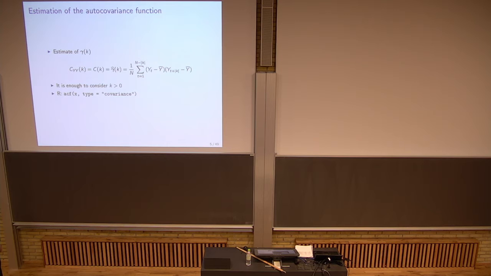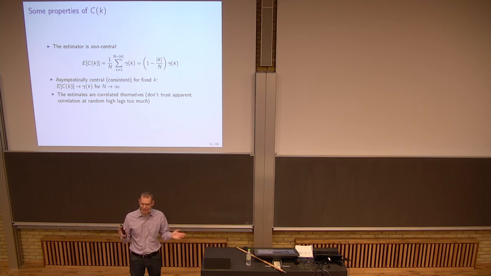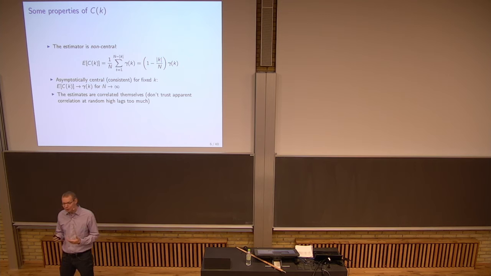So in R, you can just use the ACF function. And if you're on the covariances, you have to specify. The default is to get the correlation structure. I have the comment here on the 1 over n on this next slide. Asymptotically, it's central. So whenever n is large relative to k, everything is fine. And typically, n is supposed to be large enough relative to the k that you have of interest that it doesn't matter.